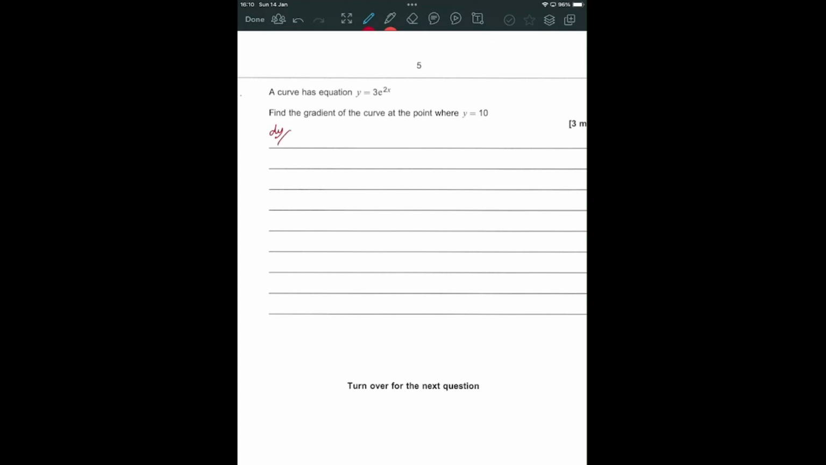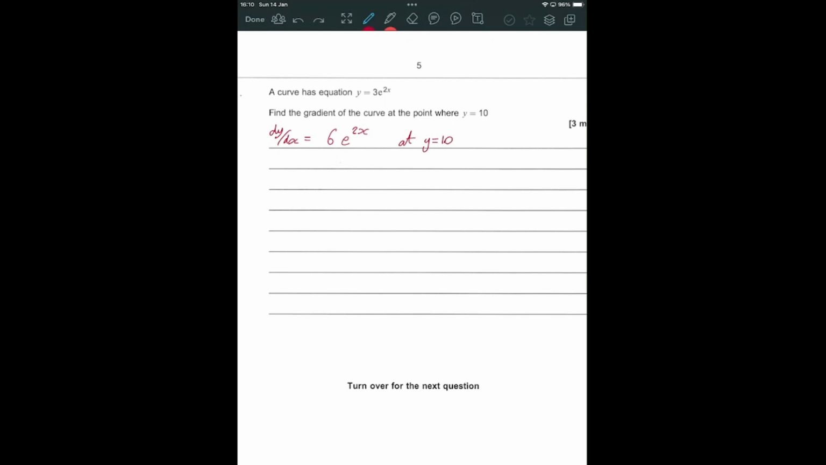Firstly, gradient tells me I need dy by dx. Differentiating that is sort of kind of a chain rule-esque question. e to the 2x looks like e to the 2x on differentiation, but a 2 pops down, timesing the 3 in front. So at y equals 10, but exactly as I've said, that doesn't have a y in, so we need to find the x value.